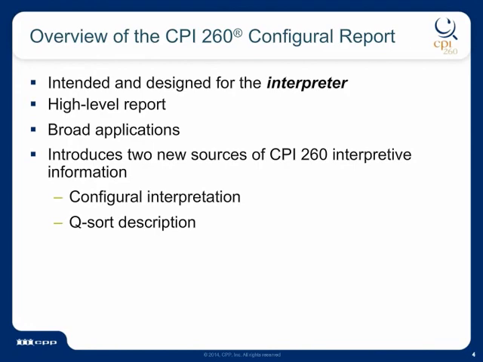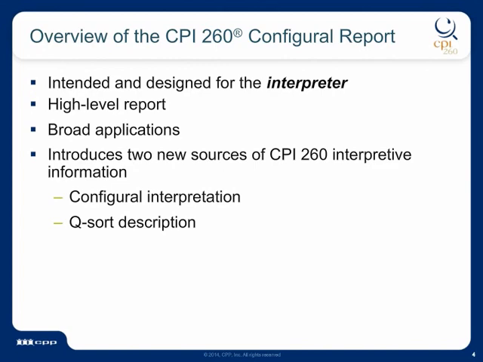The CPI 260 configural report is intended to provide additional insight and information for the interpreter rather than for the end-user client. It is not just another report that provides more text for the CPI 260 respondent. If you want formal CPI 260 reports for your client, provide them with the user-friendly client feedback report, or accompany it with the coaching report for leaders, both of which present information in a coach's voice. Then for you, the interpreter, run a configural report.